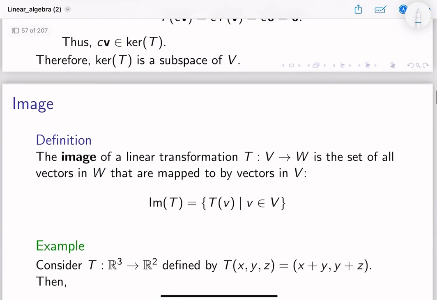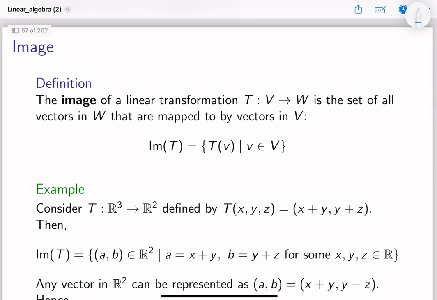So the next thing we want to define is the image. So what is the image? Well, you take a linear transformation from V to W, where V and W are vector spaces. The image is the set of all vectors that are hit by T.